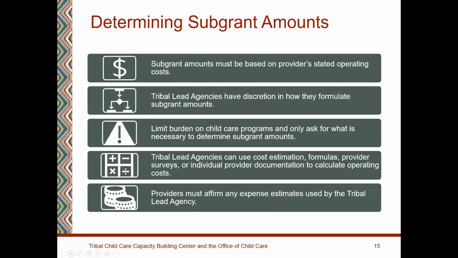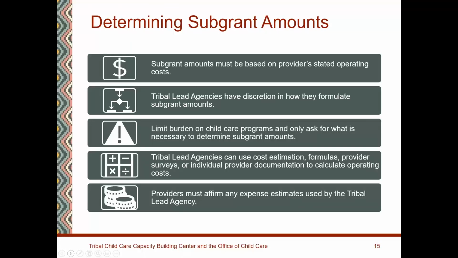Next, we're probably wondering, well, how do we even determine these amounts, or what should be considered? So the child care subgrant amounts must be based on the provider's current operating expenses, including costs that could be associated with providing or preparing to provide child care services during the pandemic. And it should cover sufficient operating expenses to ensure that you have continuous operation for the intended period of the subgrant. The lead agencies have wide discretion on how subgrant amounts are formulated.